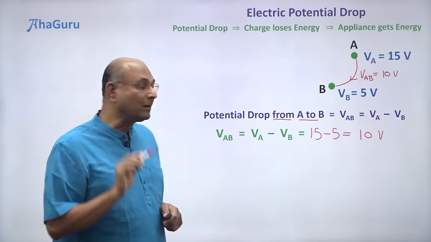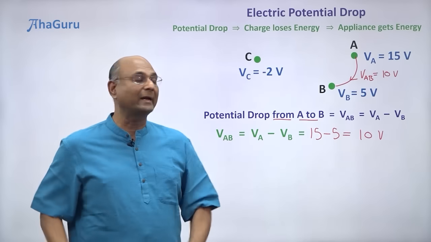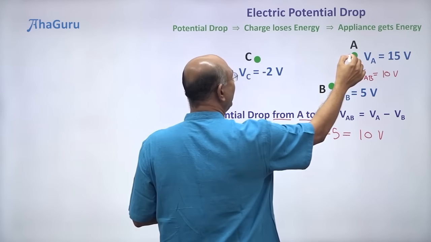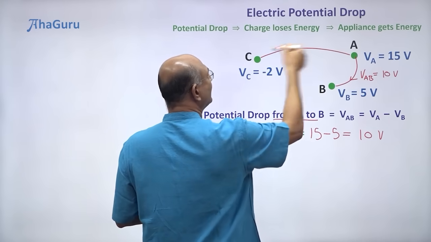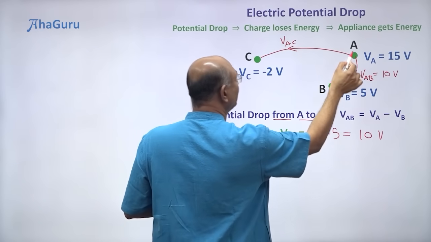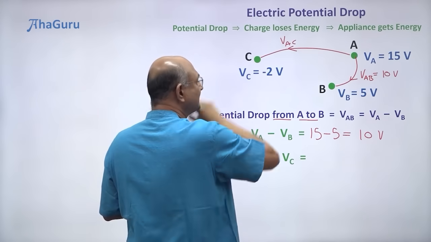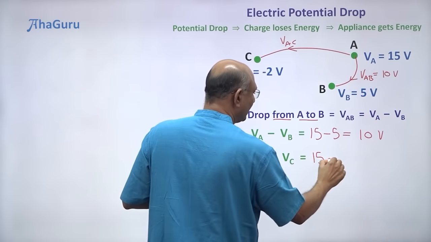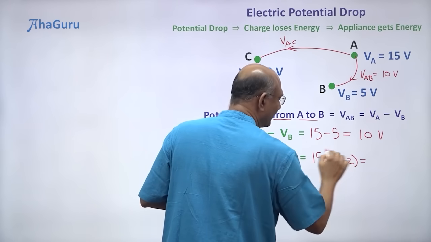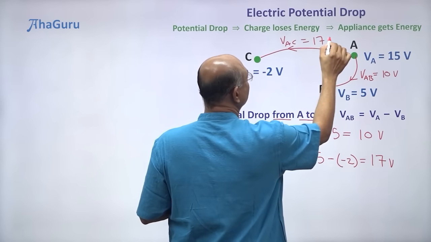Okay. Now if I think about another point C with a potential of minus 2 volts, you know that potential can be negative, it can be positive, right? So this is minus 2 volts and I want to go from A to C. So this will be called VAC because the drop is from A to C. How much will be VAC? Well, it will be VA minus VC. VA is 15 and VC is minus 2. So minus of minus 2. So this is going to be 15 plus 2, 17 volts. So VAC is 17 volts.